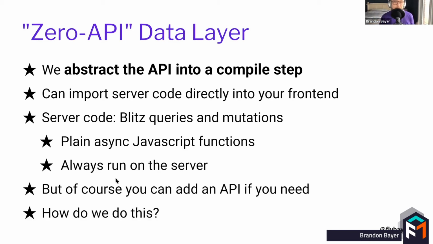Okay, so how does this work? Well, we literally compile a Blitz app into a Next.js app. One of the early contributors, Rudy Yardley, built a custom compiler that takes all the code and transforms it into a valid Next.js app. So we take your queries and mutations, transform them, and turn them into API endpoints in Next.js. And you can see all of that generated code in the .blitz folder in your repo after you run Blitz build.